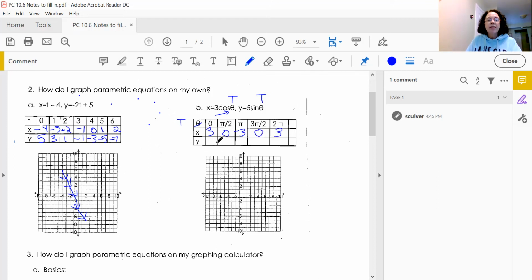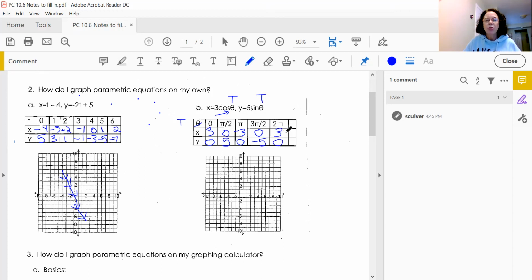Okay, let's go to our y equation. When we put in a 0 for 5 sine of theta, we get a 0. When we put in pi over 2, sine is 1, so we have 5. When we put in pi, we get 0, right? 3 pi over 2 is a negative 1, so we have a negative 5. And when we put in 2 pi, we're back to 0.